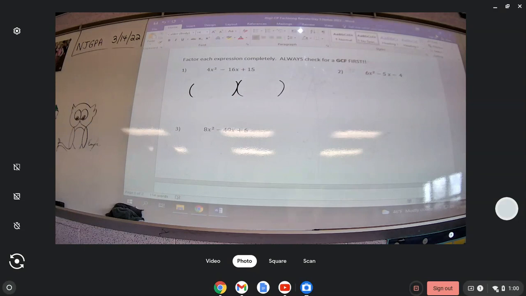4x squared. Guys, who multiplies to 4? 4 and 1, or 2 and 2. Now you have multiple options for the first piece. We haven't had that yet.